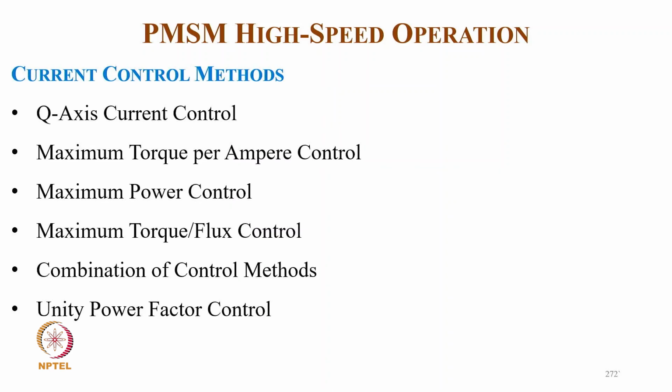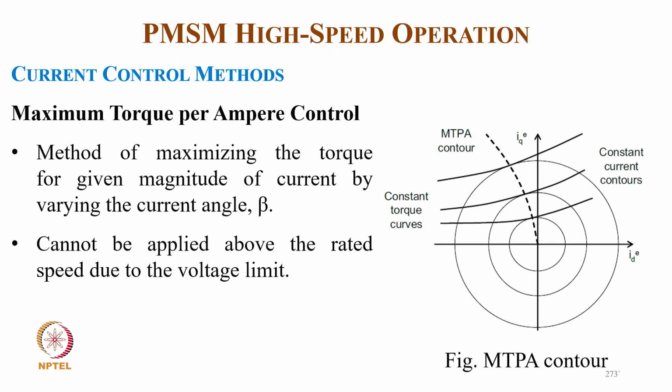Now coming to current control methods: Q axis current control, maximum torque per ampere control, maximum power control, maximum torque oblique flux control, and a combination of current control methods and unity power factor control. So coming to current control methods, first is maximum torque per ampere control, that's typically called MTPA.